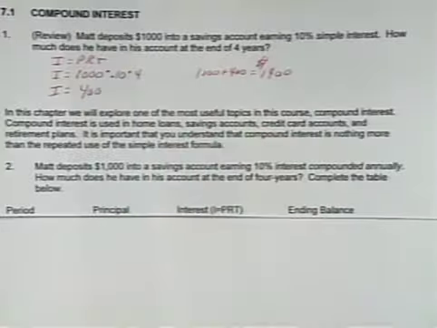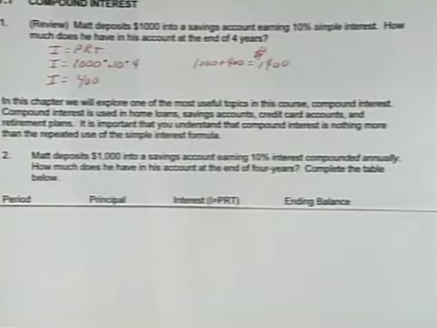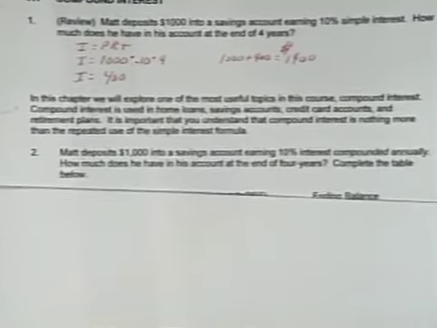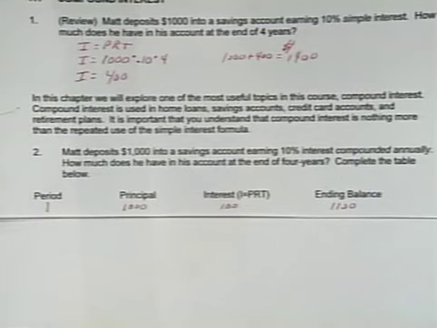So compound interest can be for different lengths of time. We're saying this one's annual to keep it kind of clean and to make the numbers neat, okay? So how much does he have at the end of 4 years?